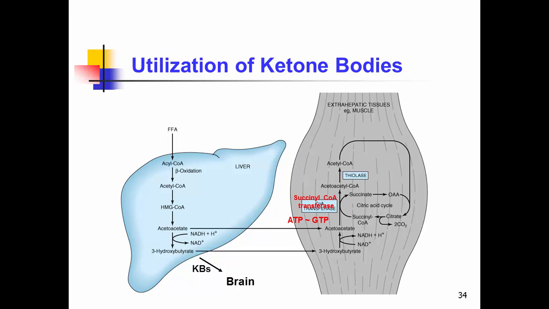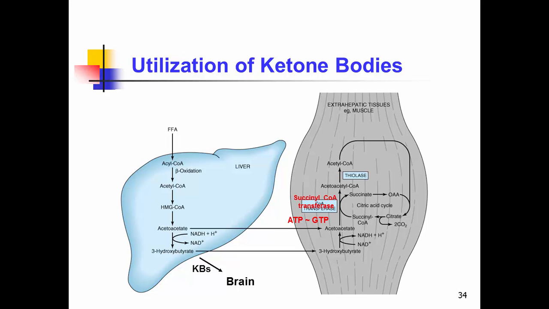for oxidation and ATP production. And here I wanted to point out this succinyl-CoA transferase. It's a key enzyme for utilization of ketone bodies. And 1 ATP is actually used for this reaction.